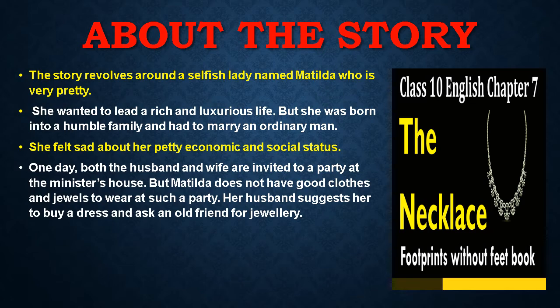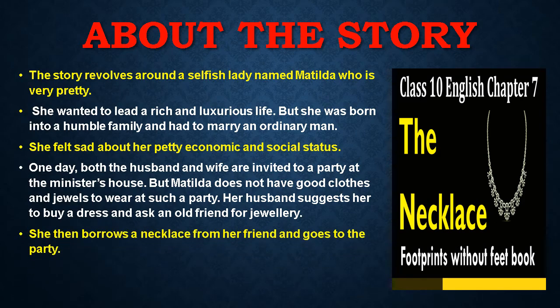One day in this story, what happened? Both the husband and wife are invited to a party at the minister's house. It was a grand party, a big party, but Matilda does not have good clothes. She didn't have a good dress and jewels to wear at such a grand party. Her husband suggests she buy a dress and ask an old friend for jewelry. She then borrows a necklace from her friend and goes to the party. So this is the plot. This is the base of your story.